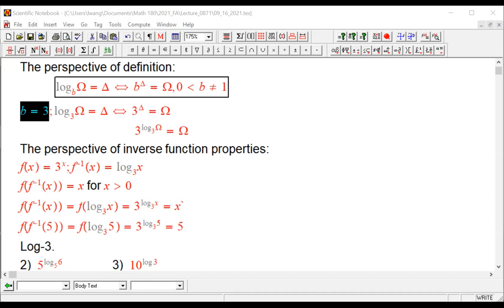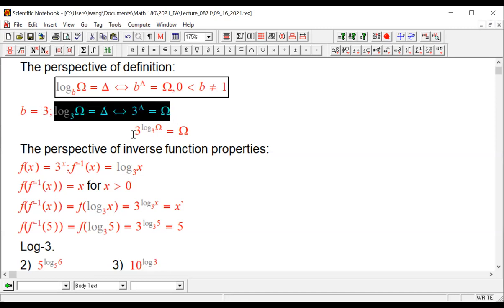Two perspectives, okay? Two perspectives. One, you're going to be working out for base 5, and for base 10. One is for base 5 and then one for base 10. So from the definition, you derive that.